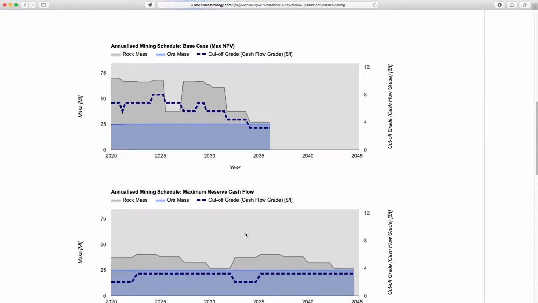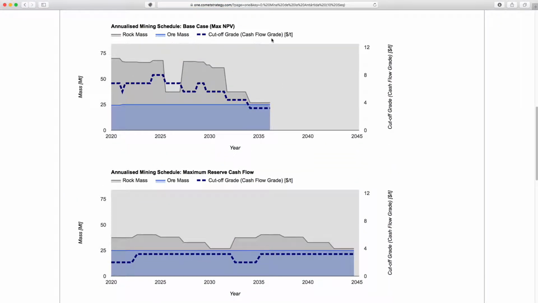So let's come down and have a look at the mining schedule. So the top chart is for the base case, maximising NPV, and the second chart is for the maximum reserve cash flow. So what you can see here for a start is that the mining schedule is a lot shorter for the base case. So we've extended, this is where we have the extra mine life over here. And so we have a lot of material being mined later in the period and less material mined earlier in the period. So we mine the same amount of total rock, we just push it back.